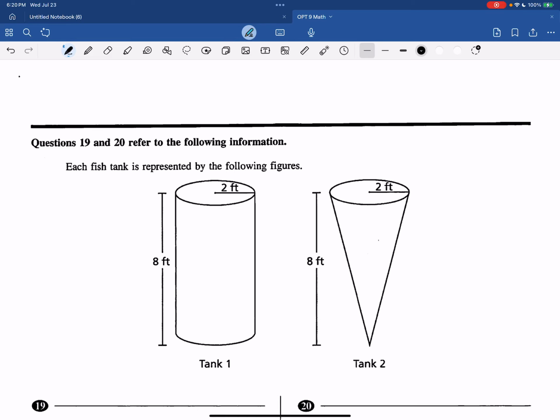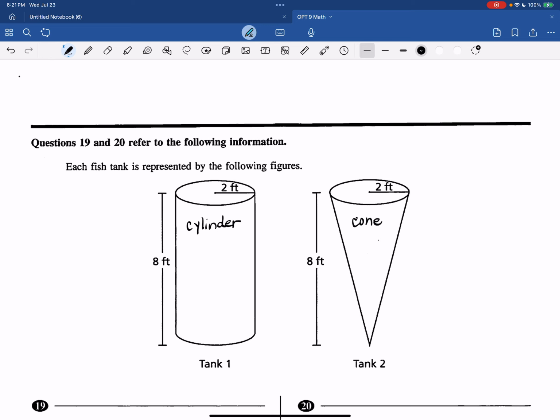Questions 19 and 20 refer to the following information. Each fish tank is represented by the following figures. This is a cylinder, and this is a cone. So evidently these are some fish tanks in funky shapes.